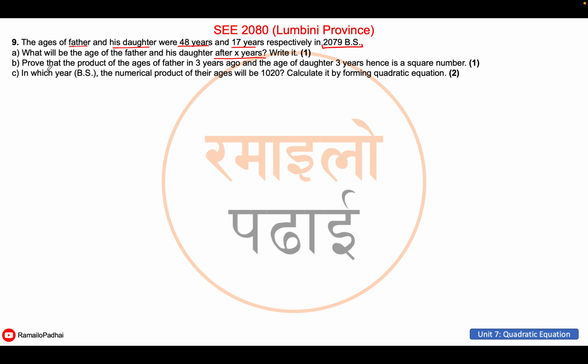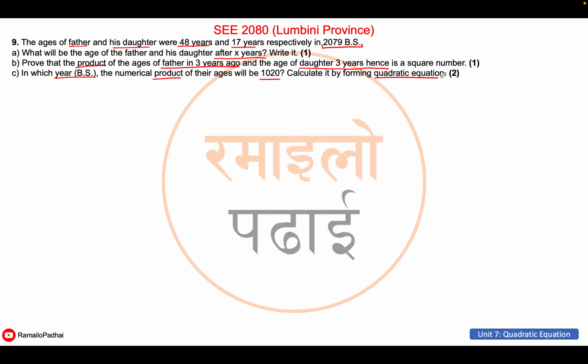Okay. In B, prove that the product of the age of father 3 years ago, that means the age of father minus 3, and the age of daughter 3 years hence, that means age of daughter plus 3, is a square number. So we will multiply 48 minus 3 times 17 plus 3 and find if that is a square number. In C, in which year BS the numerical product of their ages will be 1020? Calculate it by forming a quadratic equation.